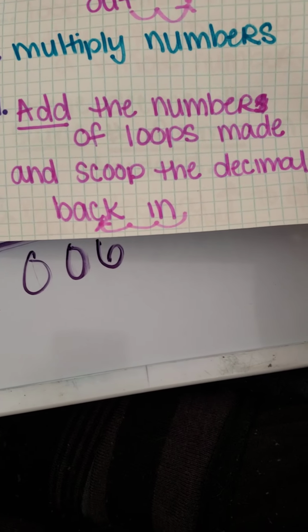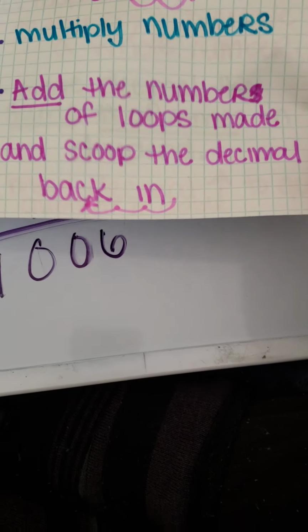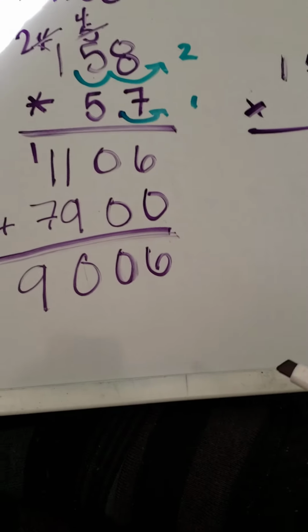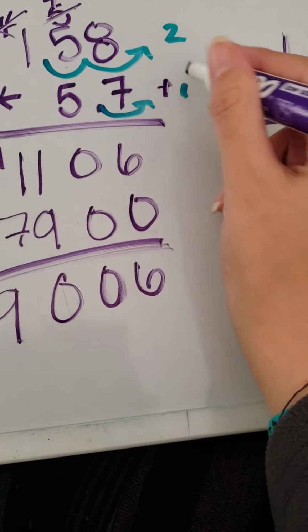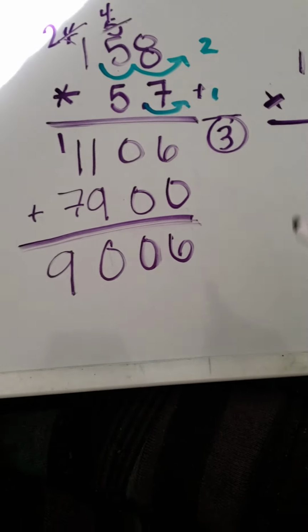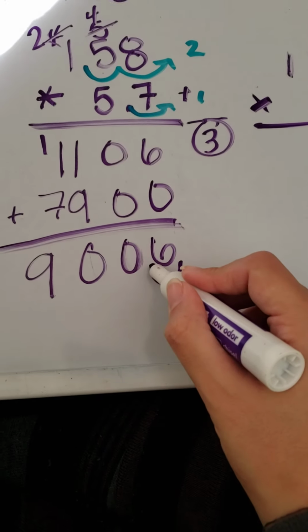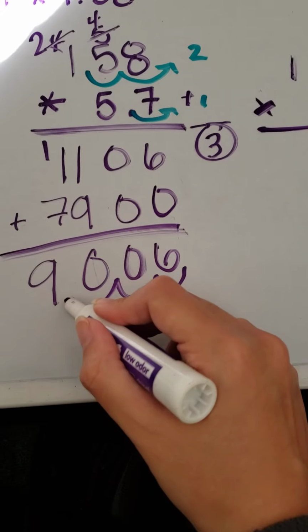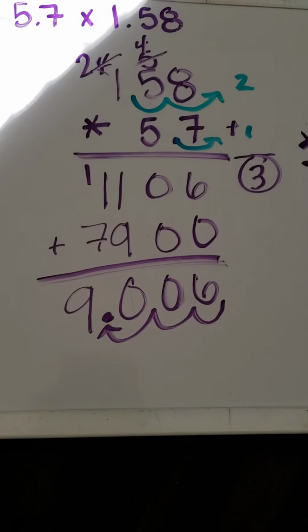Now we go back to rule number 4. It says to add the loops made and scoop the decimal back in to our product. So 1 plus 2 is 3. So I am going to scoop my decimal back in 3 decimal places. So 1, 2, 3. So there is our answer.